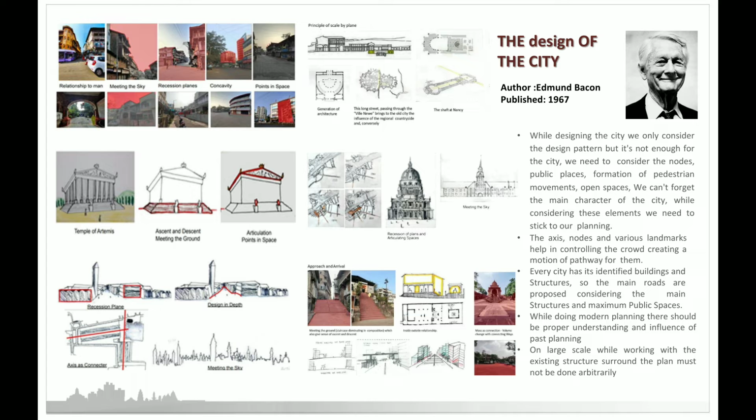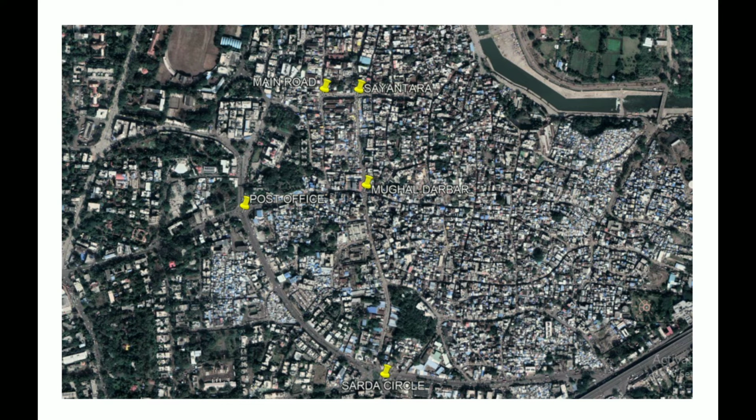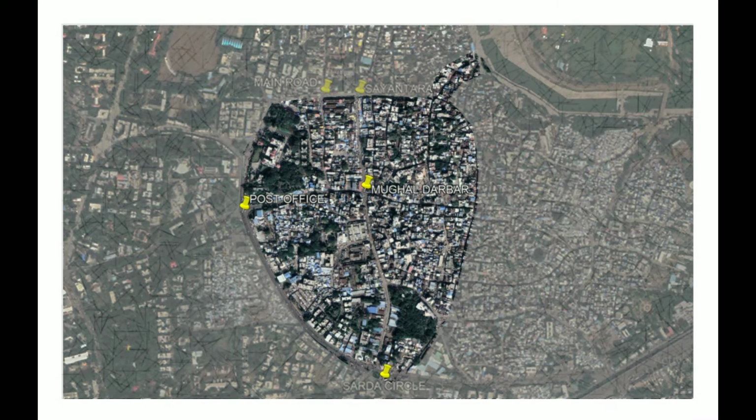In the second part of this studio, we were given a site in Old Nasik area. The total area of the given site is 5,37,200 square meter. It is situated in the heart of Nasik.